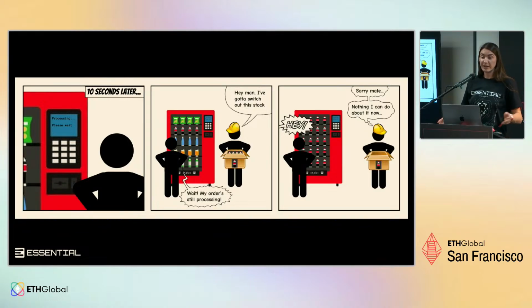But then, while you're waiting for your order to be processed, someone comes around the back, switches out all of the stock in the vending machine, and all of a sudden there's no more Doritos, and you're left with a machine full of Coca-Cola or whatever else, something that you didn't want. What's happened here is that this person has been able to change the state of the vending machine after you submitted your transaction, but before it has actually been executed.